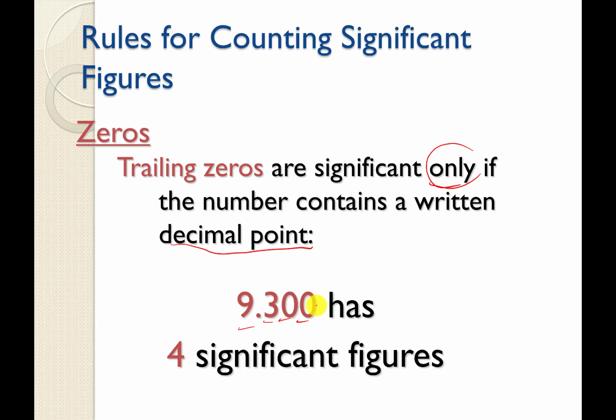Okay, let me give you another example. We're going to go over some examples in a moment, but I'll give you one really quickly. Let's say you had the number 2300. Now, in this number, there is no decimal point. Therefore, trailing zeros are not significant because trailing zeros are only significant if the number contains a written decimal point. And in this case, this one is not significant, this one's not significant. You only have 2 significant figures. This would be 2 sig figs.